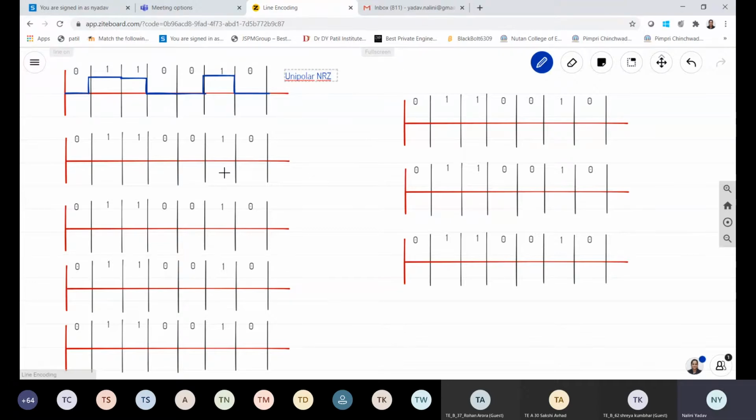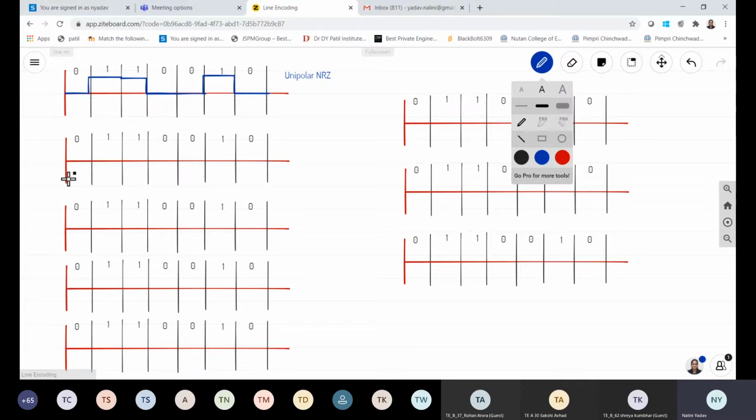Then we have seen polar NRZ, yes, correct? So what was the aim for polar NRZ? It goes at both the levels, right? It's spread across both sides of the axis, right?